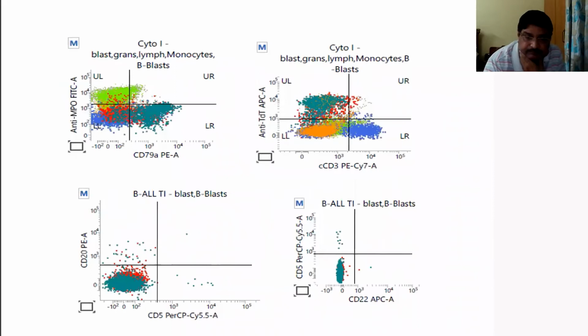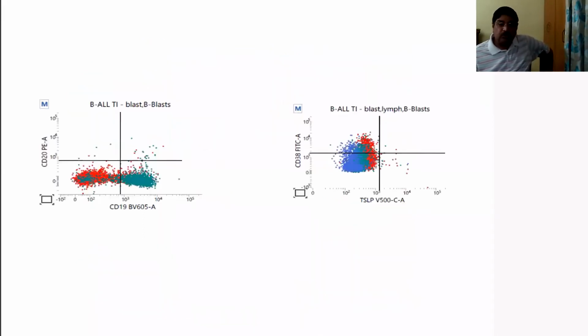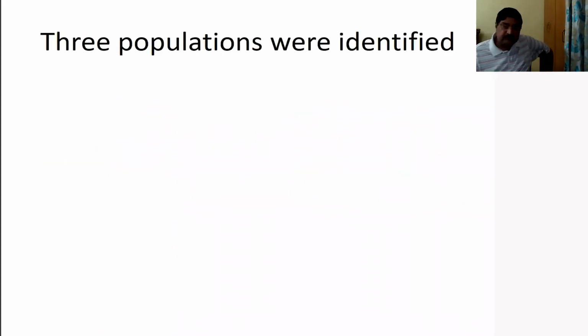Next. CD79a is positive. TdT is positive. So what is it? So it has myeloid and lymphoid markers. Next. So you can find that the CD19 is positive as well. Next. So three populations were identified.